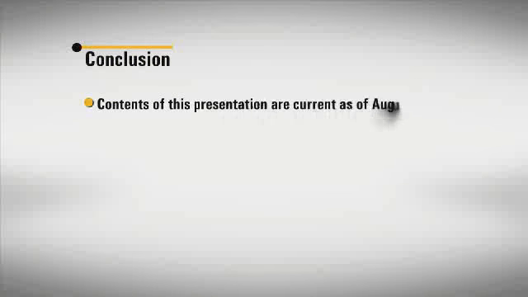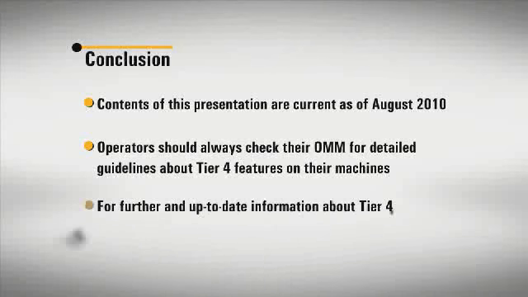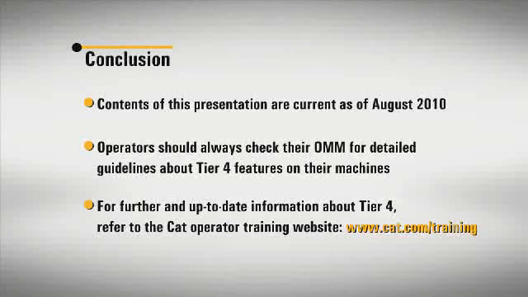The information contained in this presentation is current as of August 2010. Operators should always check their operation and maintenance manual for detailed guidelines about Tier 4 features on their machines. For further and up-to-date information about Tier 4, refer to the CAT Operator Training website, www.cat.com/training.